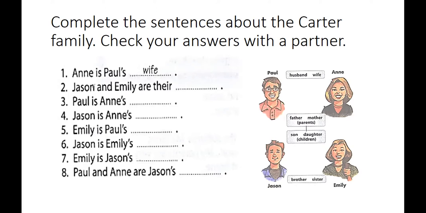Okay, very good. Jason and Emily are there. They're what? What do you think I should put here? Jason and Emily are there... Brother. Pero there, ¿qué significa there? Su. ¿Su de quién? De ellos. Entonces, los otros ellos que existen aquí, ¿quiénes son? Los parents. Okay, very good. Their children. Are their children. Very good, Mariela. Very nice. Are their children. Very good. Mayúscula, no. Sorry. Are their children. Very good. Right? Paul is Anne's. What should I write here? Husband. Very nice. Very good.